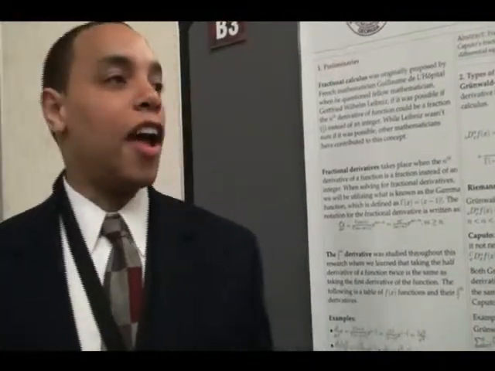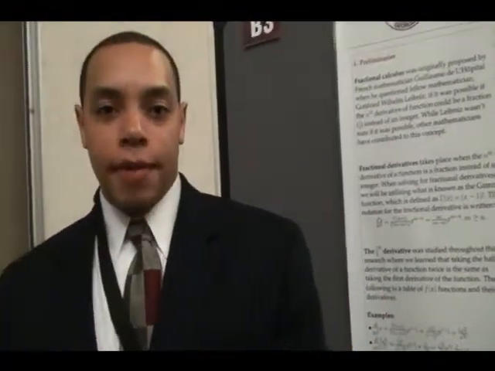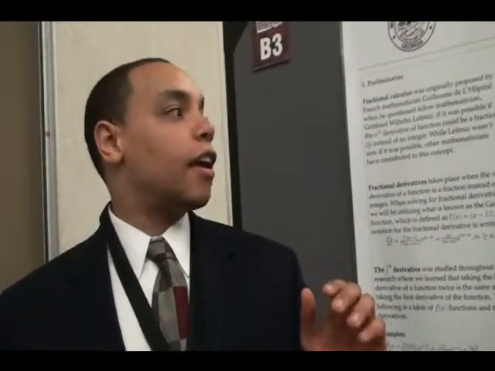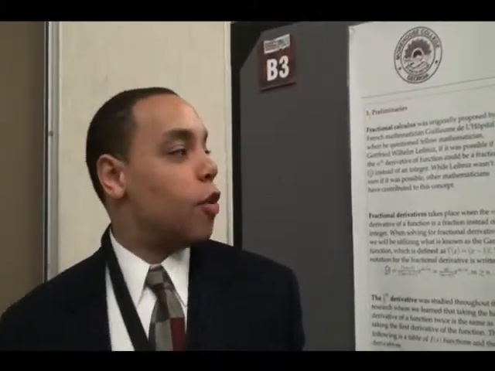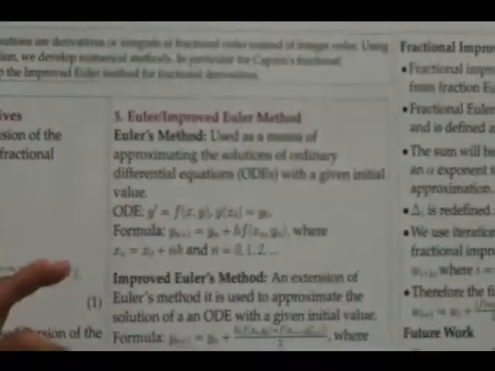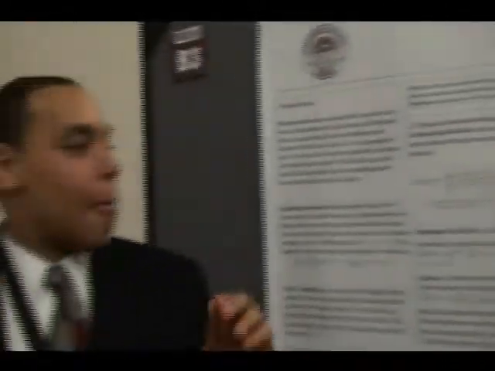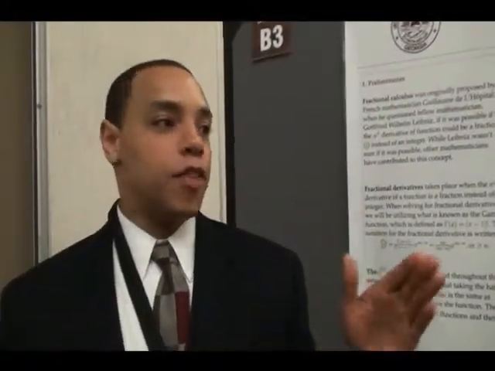It was to try to write out Euler's method and improved Euler's method as fractional derivatives. Euler's method is used as a means of finding approximate solutions of ordinary differential equations, given an initial value. Euler's method is defined by this one right here: y sub n plus 1 equals y sub n plus h times f of x sub n and y sub n, where x sub n is equal to x naught, that is x sub 0, plus nh, where n is anywhere from 0 to infinity.